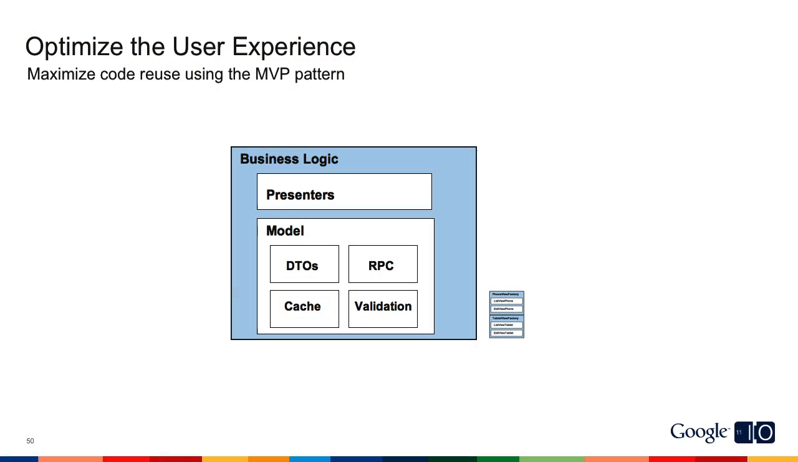And if done right, what you end up with is code that, if you were looking at it from a high level, breaks down like this. And I'm talking about size of code. So you have all your business logic, which is your presenters. The presenters are driving the views. And then you have your model, which is your DTOs, your RPC, your caching, your validation. And then that little part over there ends up being your views.